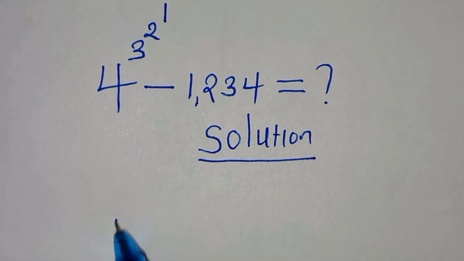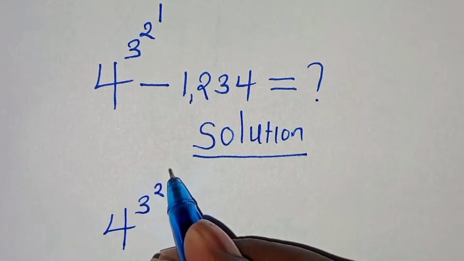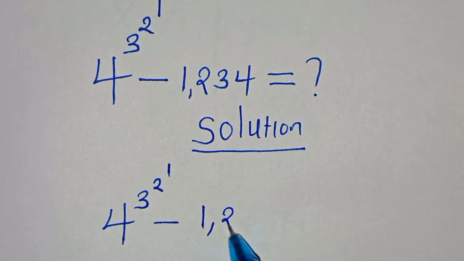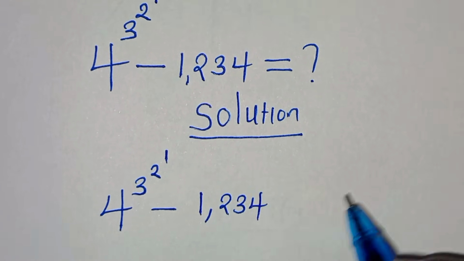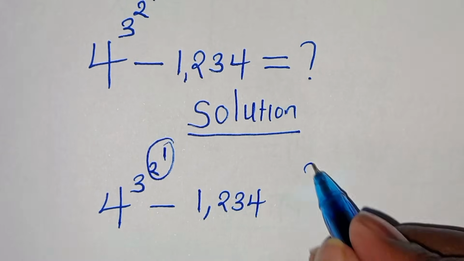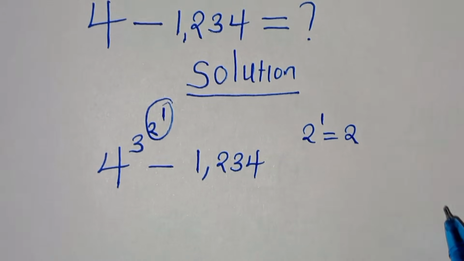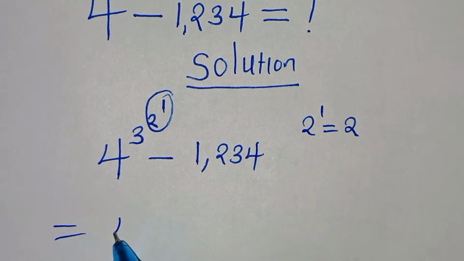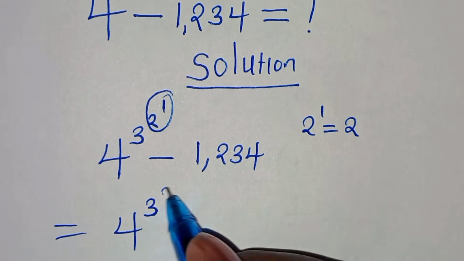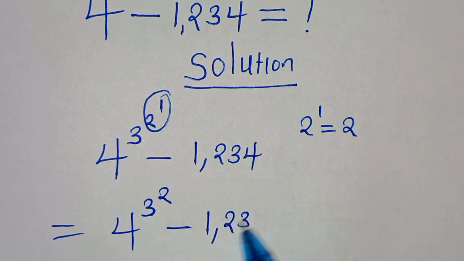So we have 4 to the power of 3 to the power of 2 to the power of 1, subtract 1234. We have from here 2 to the power of 1, which is the same thing as 2. Therefore, we have 4 to the power of 3 raised to the power of 2, then subtract 1234.